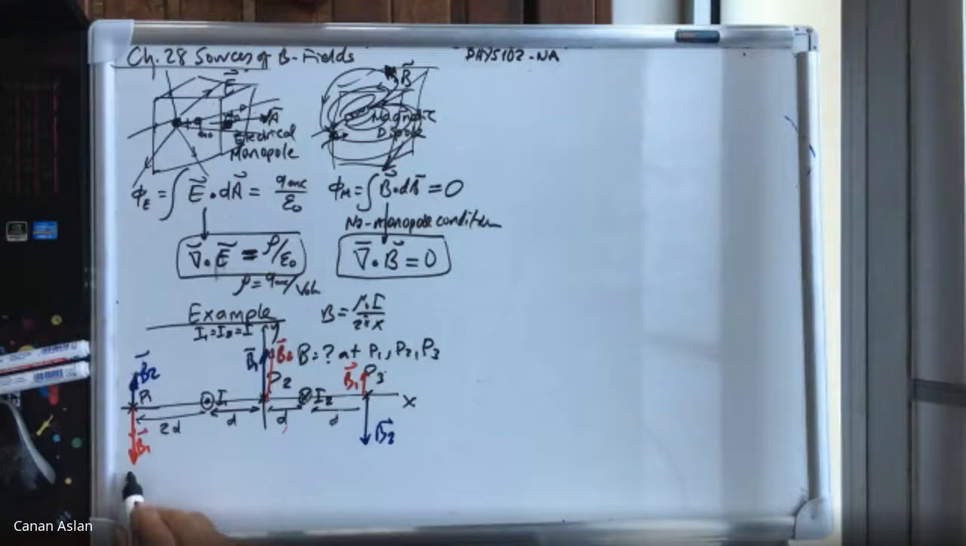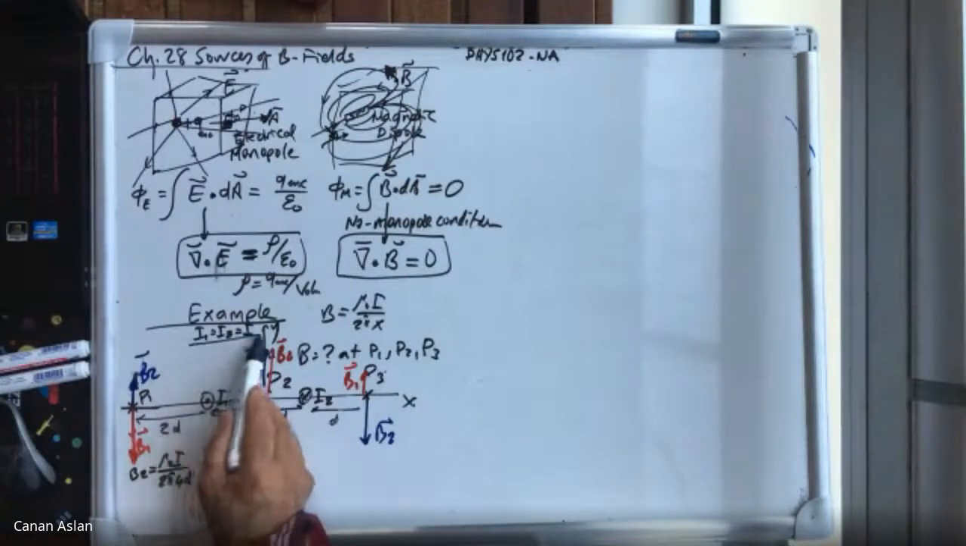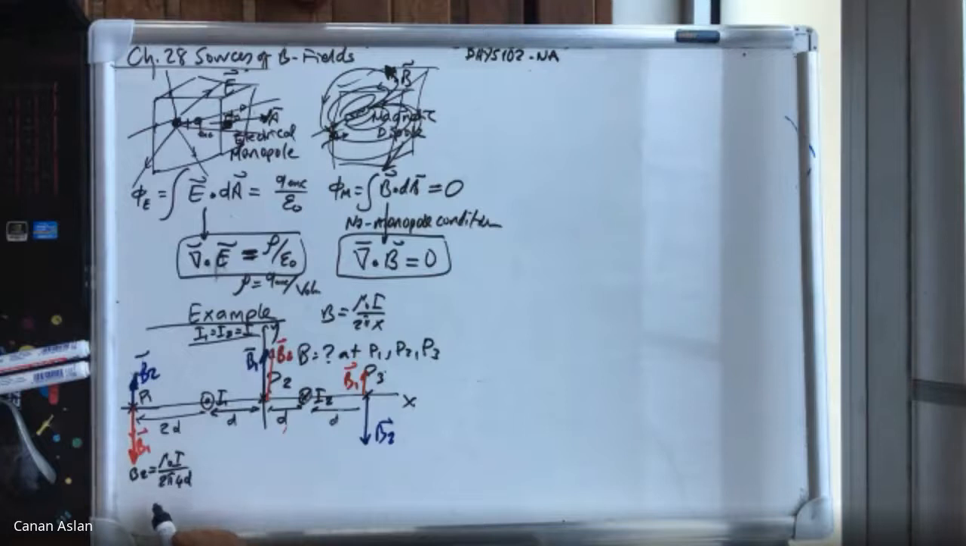Here B2 is given as mu0 I over 2 pi, and the distance from this is 4d. We know the directions, that's why I'm not writing j or minus j. Don't forget the currents are the same, and we choose the same currents for each one of them. And B1 is mu0 I over 2 pi, in this case 2d. For the middle part, they are the same. Of course, the magnitudes will be exactly the same. B2 and B1 will be exactly equal to each other.